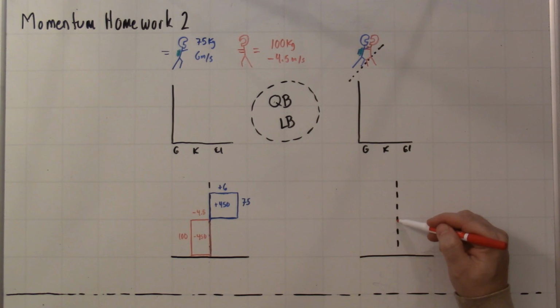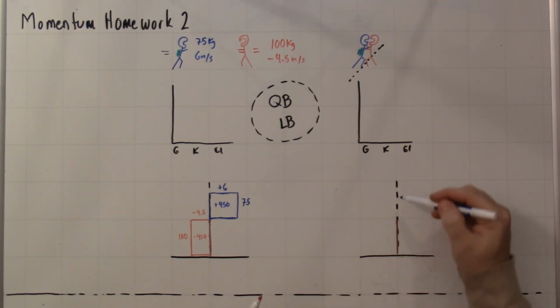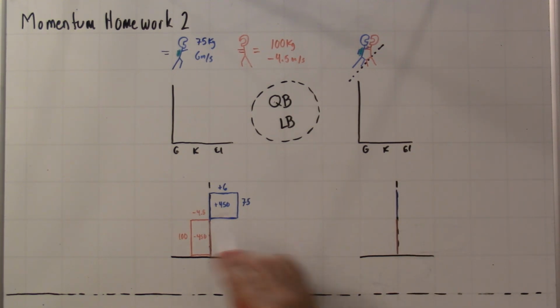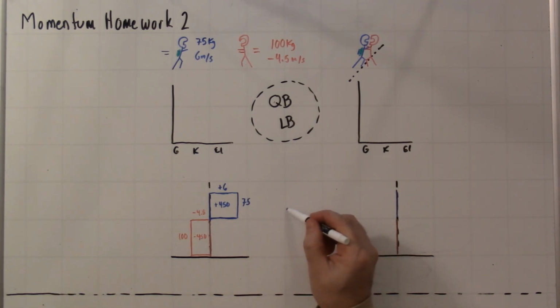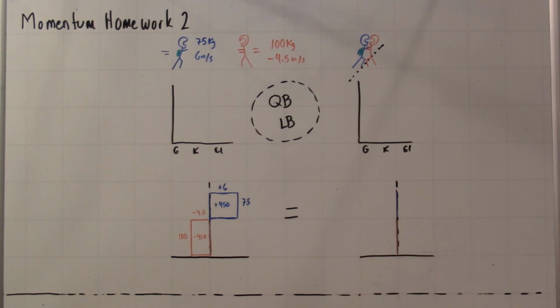I'm going to go and do the masses over here again. So here's the total mass for this guy. Here's the total mass for this guy. But what do I notice about the momentum? Total momentum on this side is 450 plus a negative 450. That's a total momentum of 0. And if that momentum is 0, we know that the total momentum on the left has to be equal to the total momentum on the right.